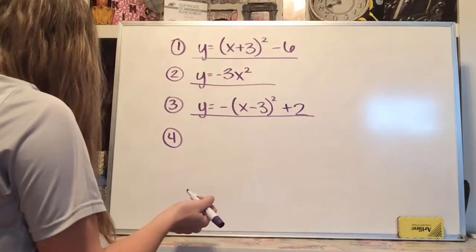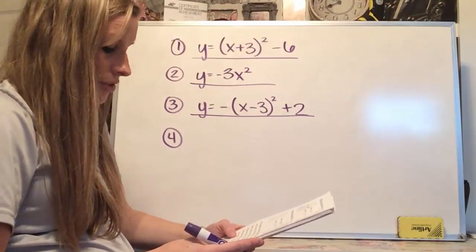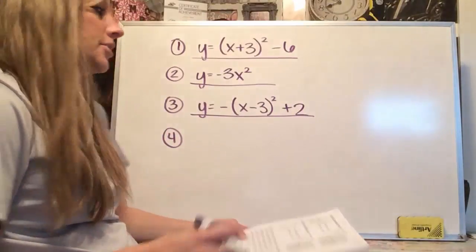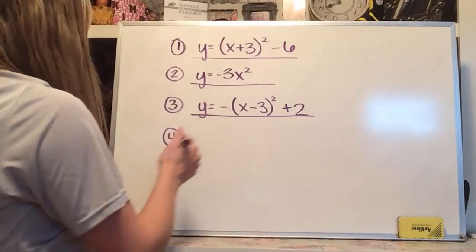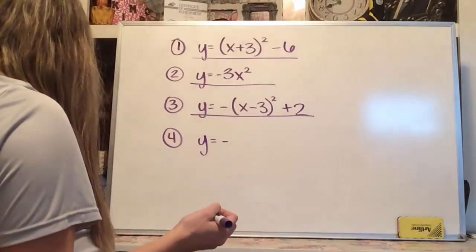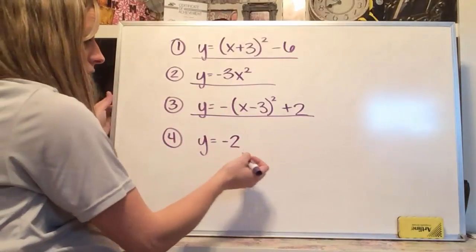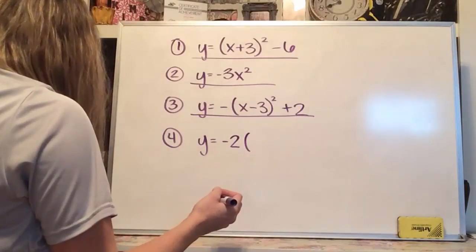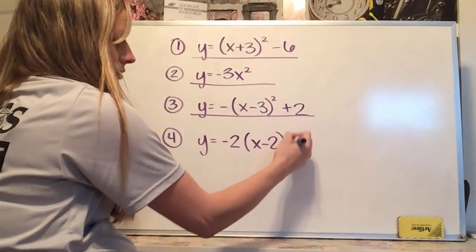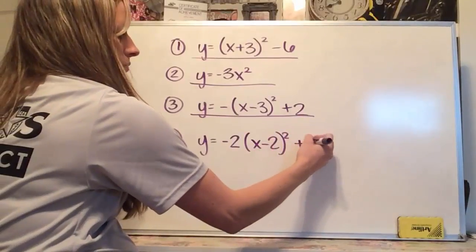Alright, number 4, we're going to reflect it. We're going to stretch by a factor of 2, shift it 2 units to the right and 3 units up. So we're talking about all the transformations all in one equation. So let's start with reflecting it. Okay, we need a negative at the beginning. Then we're going to stretch it by a factor of 2. So we're going to multiply at the beginning by 2. We're moving it 2 units to the right. So that should be x minus 2 squared. That'll move it to the right too. And then 3 units up. So plus 3.